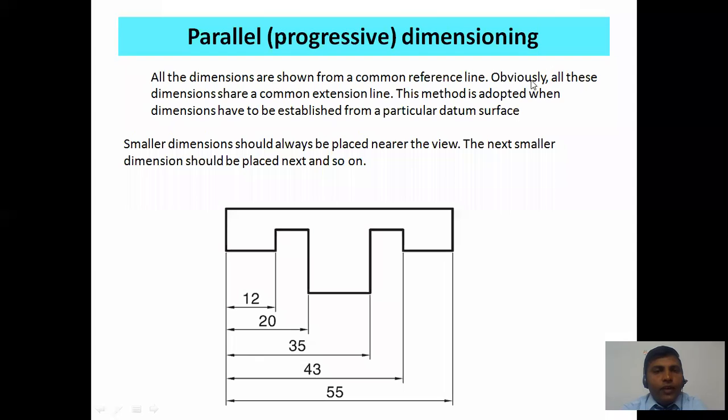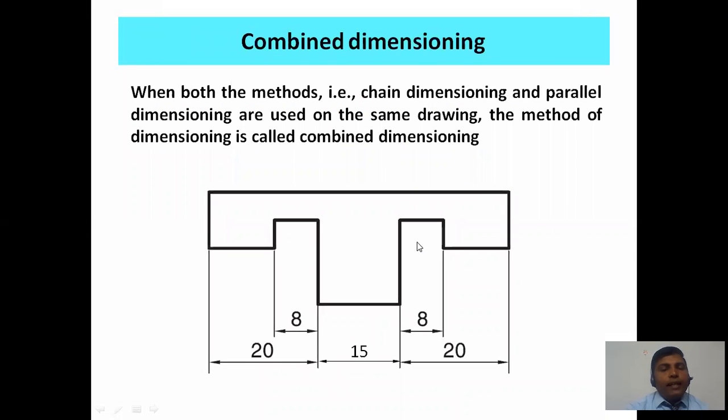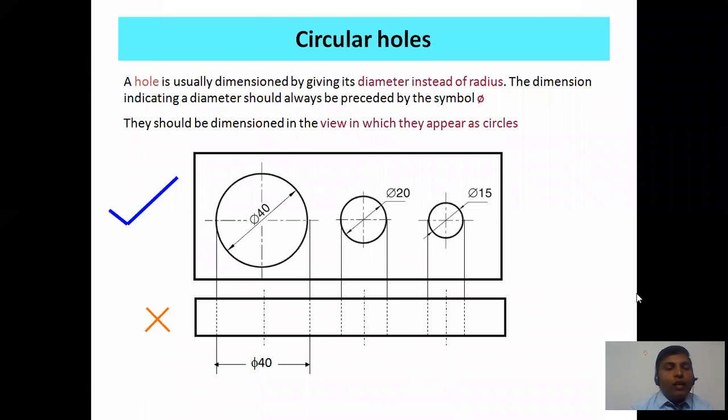Then, if we go ahead, the combined dimension. This is the combined way of the chain and parallel dimensions. So two dimensions are placed in series with each other, and the other two dimensions, 8 and 20 or 8 and 15, are in parallel with each other. That is a combined type of dimension. When both methods, chain and parallel dimensions, are used in the same drawing, the method of dimensioning is called chain or combined dimensioning.